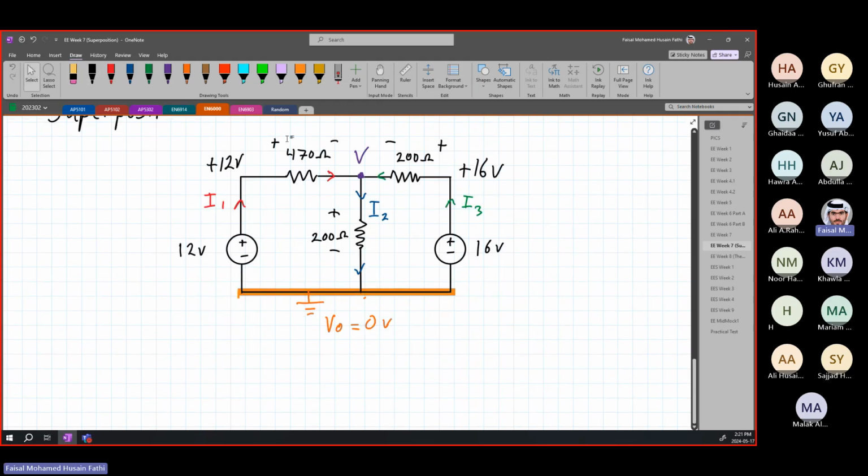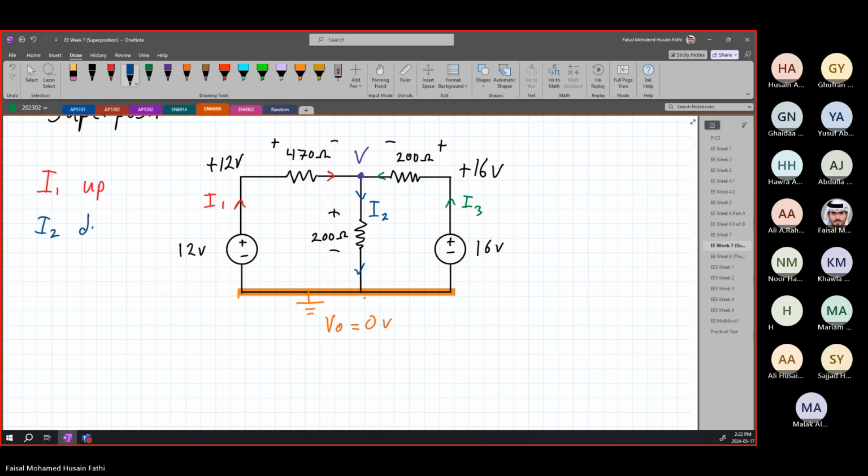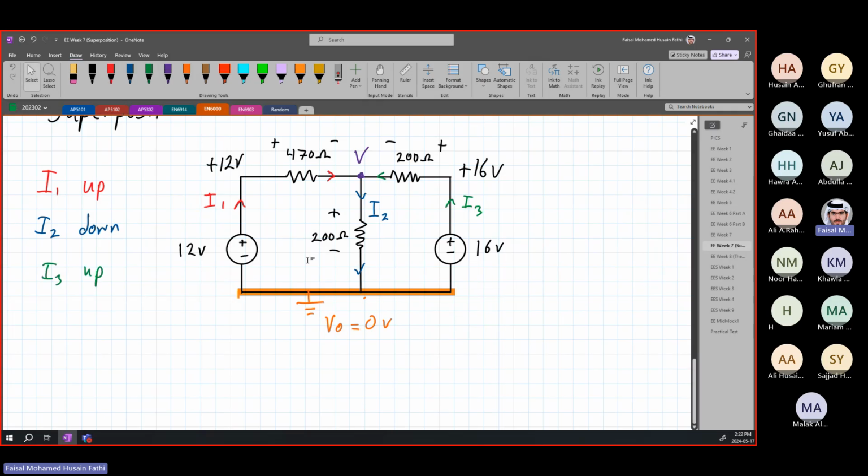Let's keep the current assumptions the same. Let's say I3 is assumed to be upwards, I2 is assumed to be downwards, and I1 is assumed to be upwards. The very first important step is to make sure you know your directions: I1 up, I2 down, and I3 up. We will talk about that a bit later when we look at how we are solving.